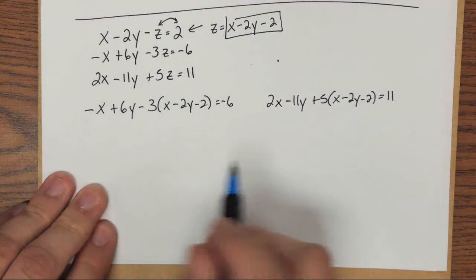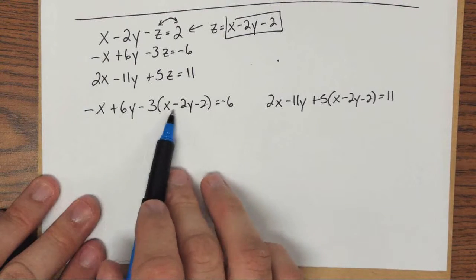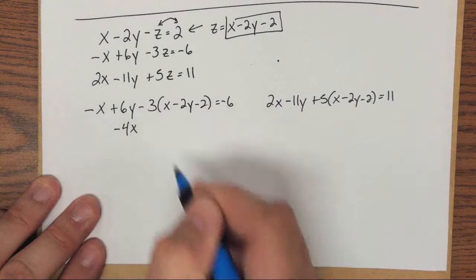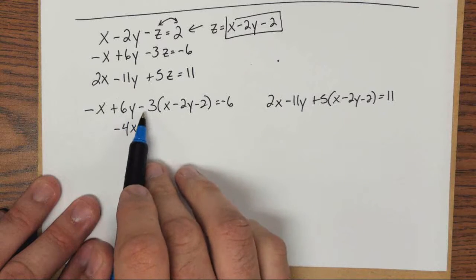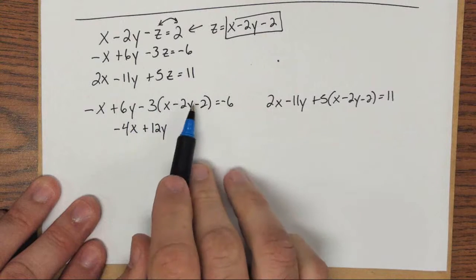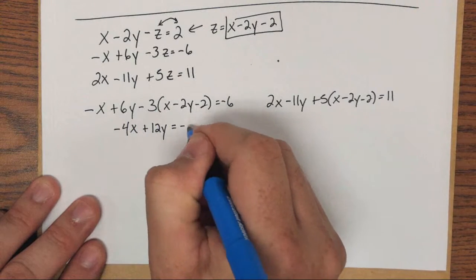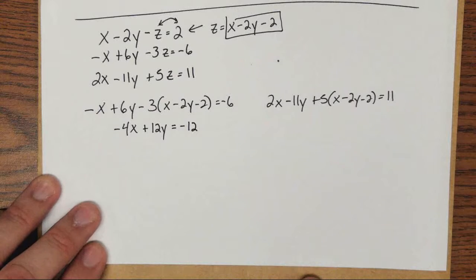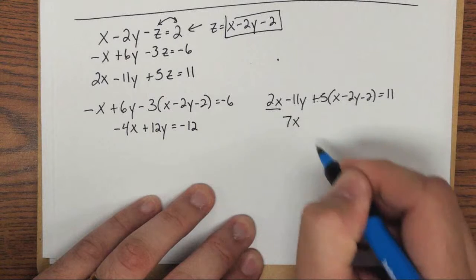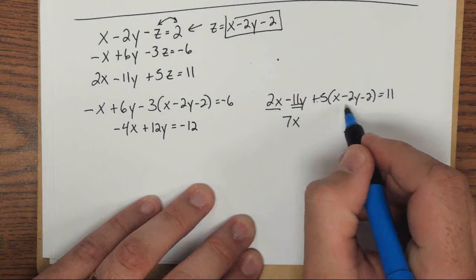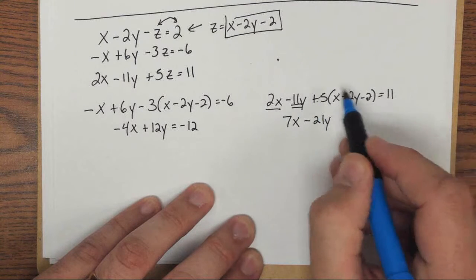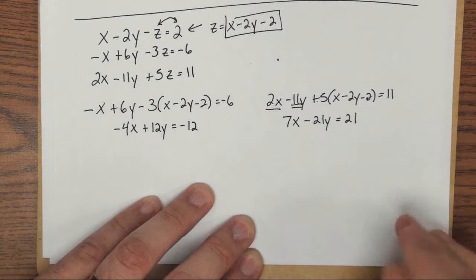Clean up, and I'm going to skip a step here. As I distribute, I'm going to go ahead and combine. This will be x and negative 3x, which will give you negative 4x. This will be 6y and 6y, which gives you 12y. This will be positive 6. When you move it over, you're going to do minus 6, so that equals negative 12. Second one, you have 2x plus 5x, that will be 7x. Negative 11y and negative 10y will be negative 21y. Negative 10, when you move it over, will be plus 10, so that gives you 21.